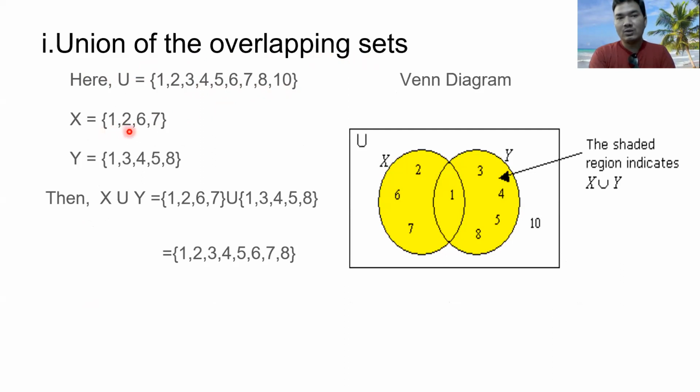Set X equals 1, 2, 6, 7. Set Y equals 1, 3, 4, 5, 8. Then X union Y, okay? This is not universal, this is union. X union Y equals, write, first the X elements, union Y elements. Then when you write the combined one, combine them, but don't repeat the same elements: 1, 2, 3, 4, 5, 6, 7, 8, okay?